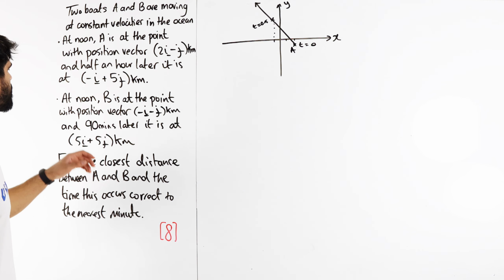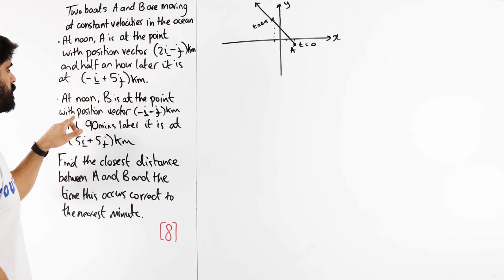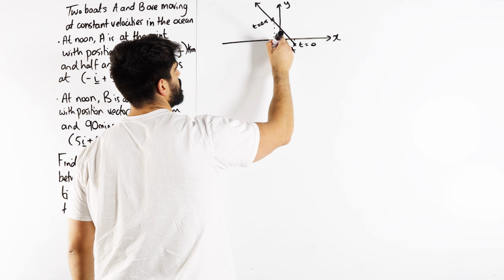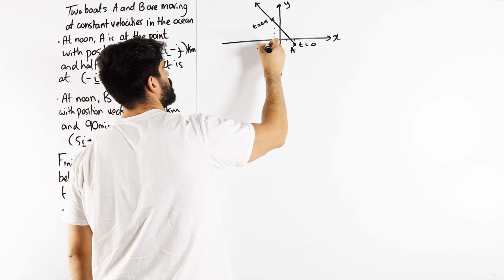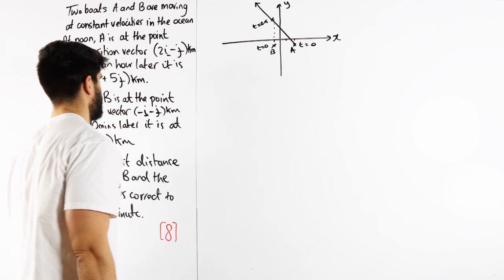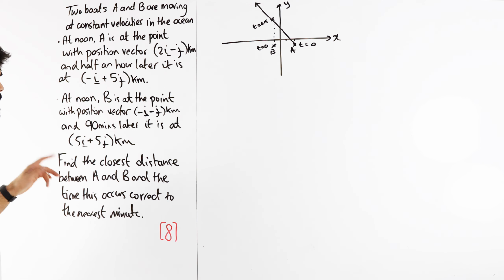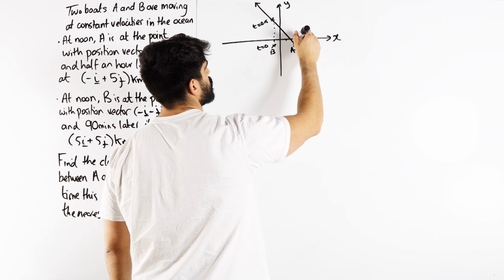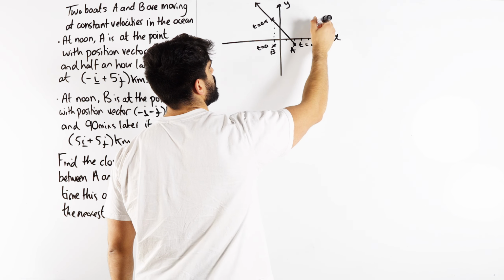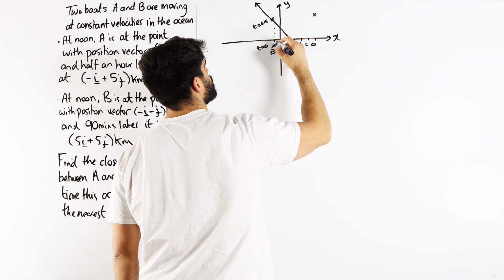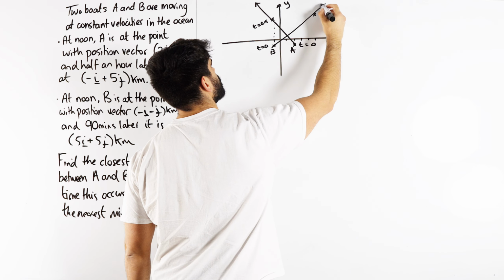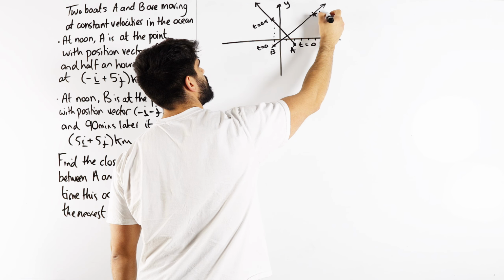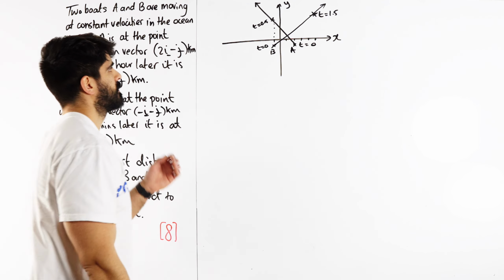Boat B is at the point with position minus 1, minus 1, which is down here. So that's t is 0 for boat B. And then 90 minutes later, so an hour and a half later, it's at 5, 5. So 1, 2, 3, 4, 5, and then up here. Okay, that is a terrible cross. But there you go. t is 1.5 for 90 minutes.